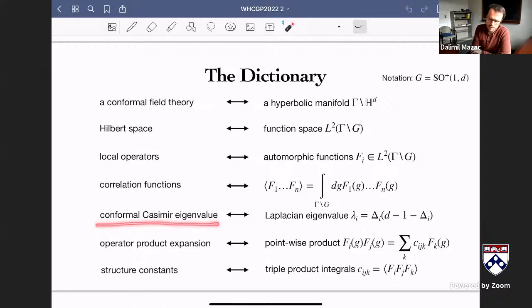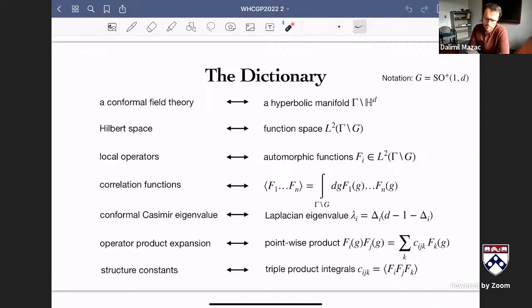The conformal Casimir eigenvalue, for a large class of representations, is equal to the Laplacian eigenvalue, which is related to the scaling dimension as such. Crucially, there is a natural notion of an operator expansion. The operator expansion is just a pointwise multiplication of these functions. We can take two functions on this coset space and expand them using the direct sum decomposition into irreducibles, and this defines some structure constants C_ijk. Structure constants can also be realized as correlation functions of three automorphic forms. They're just integrals of triple products of these automorphic forms.